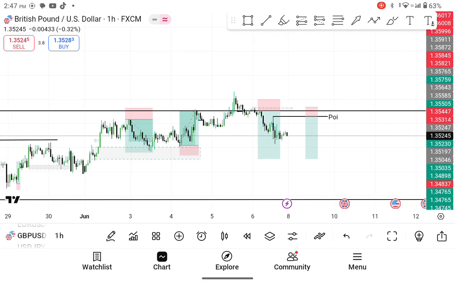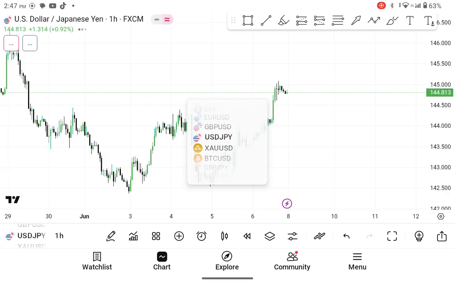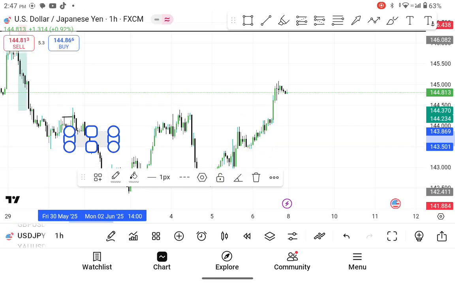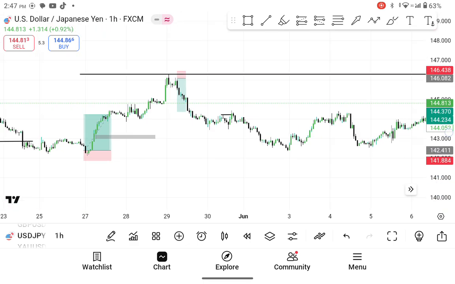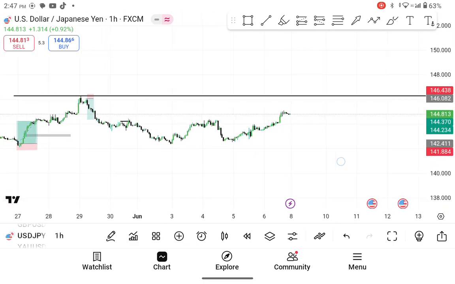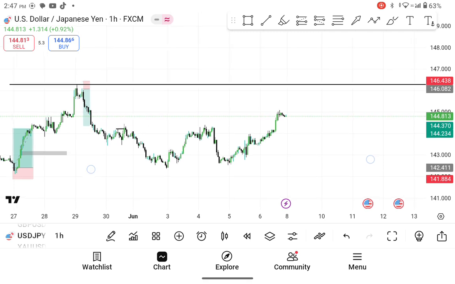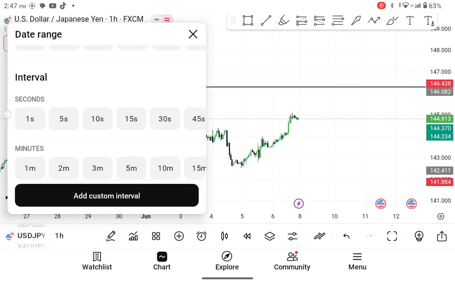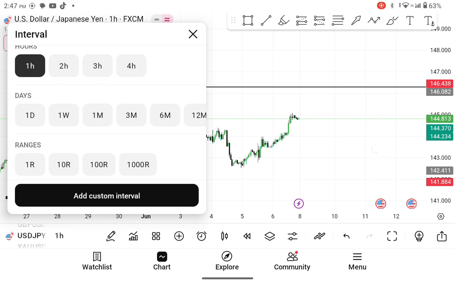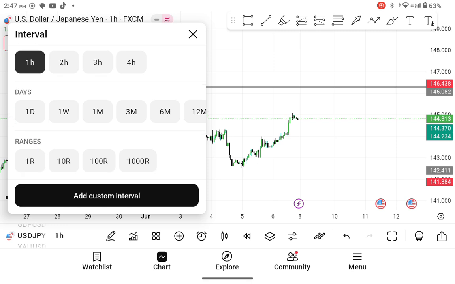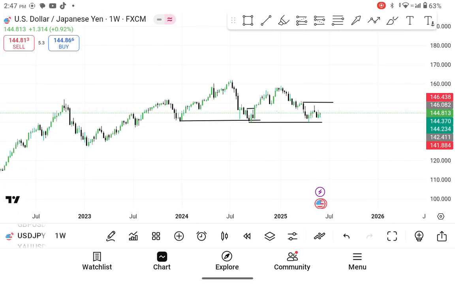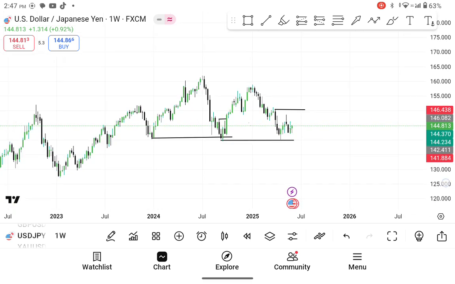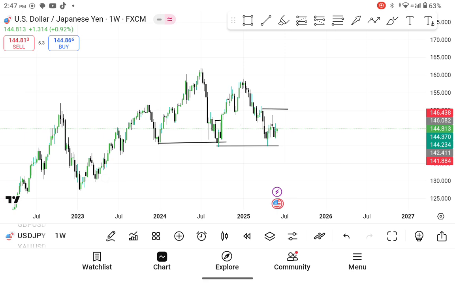So now what we'll be looking at, let me see, I hardly trade USD. This is your USD JPY market. I hardly trade it, but let's see what USD JPY is telling us now. If we go to our weekly frame, you can actually see it has been downtrending.